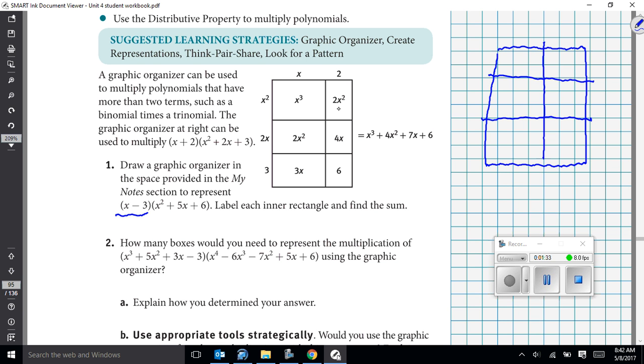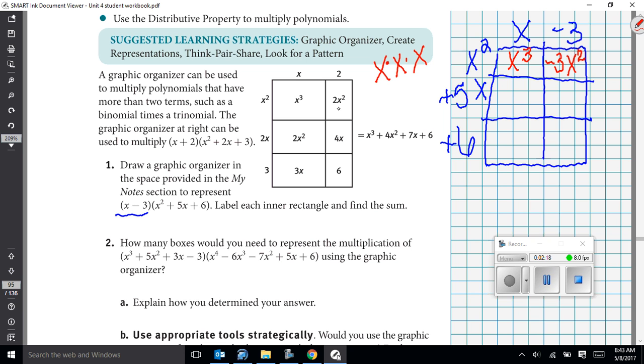So x minus 3, I'm going to put that up top. And then we have x squared plus 5x plus 6. All right, so here we have x squared times x, so what goes in this first box? X squared times x. X cubed, because we have x times x times x, so x cubed. What's going to go in this box here? Negative 3x squared.